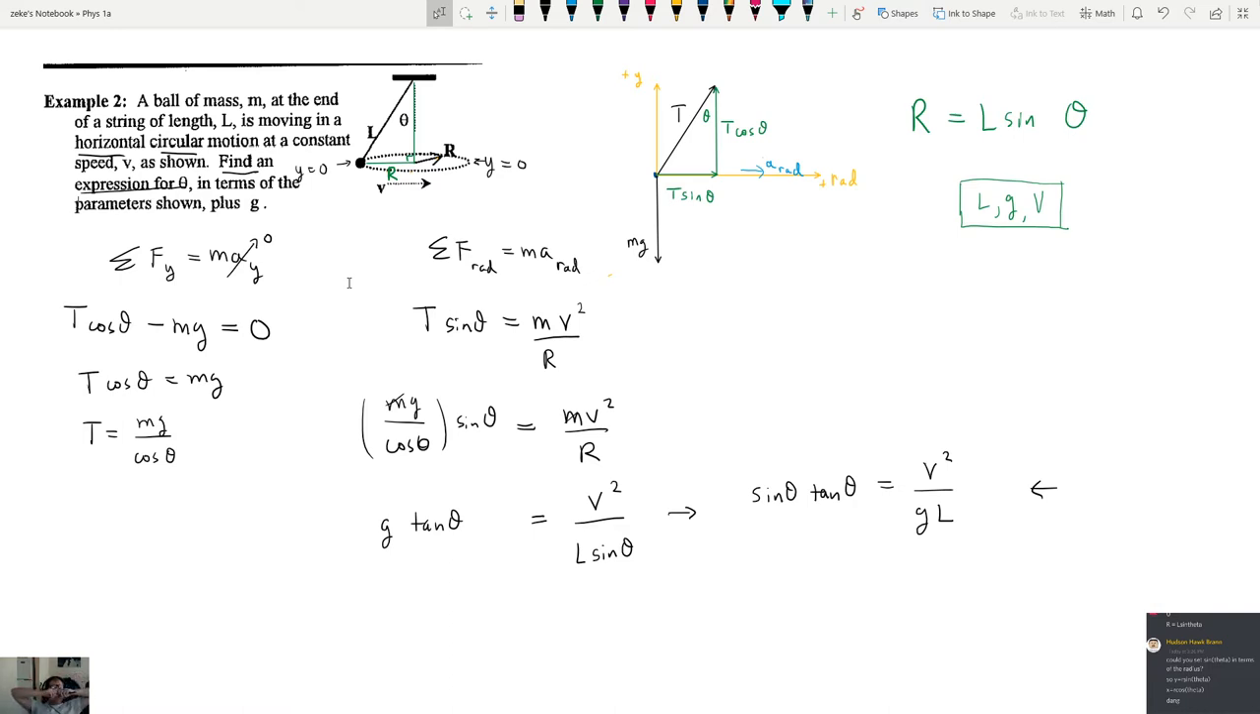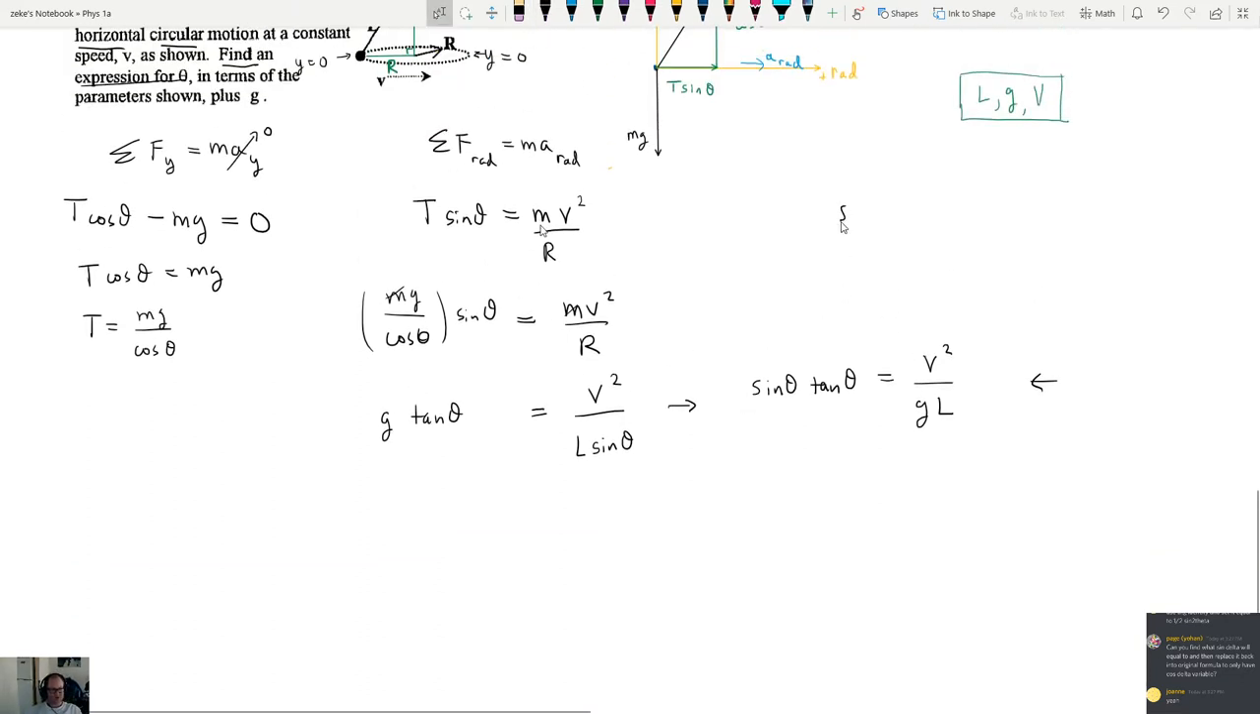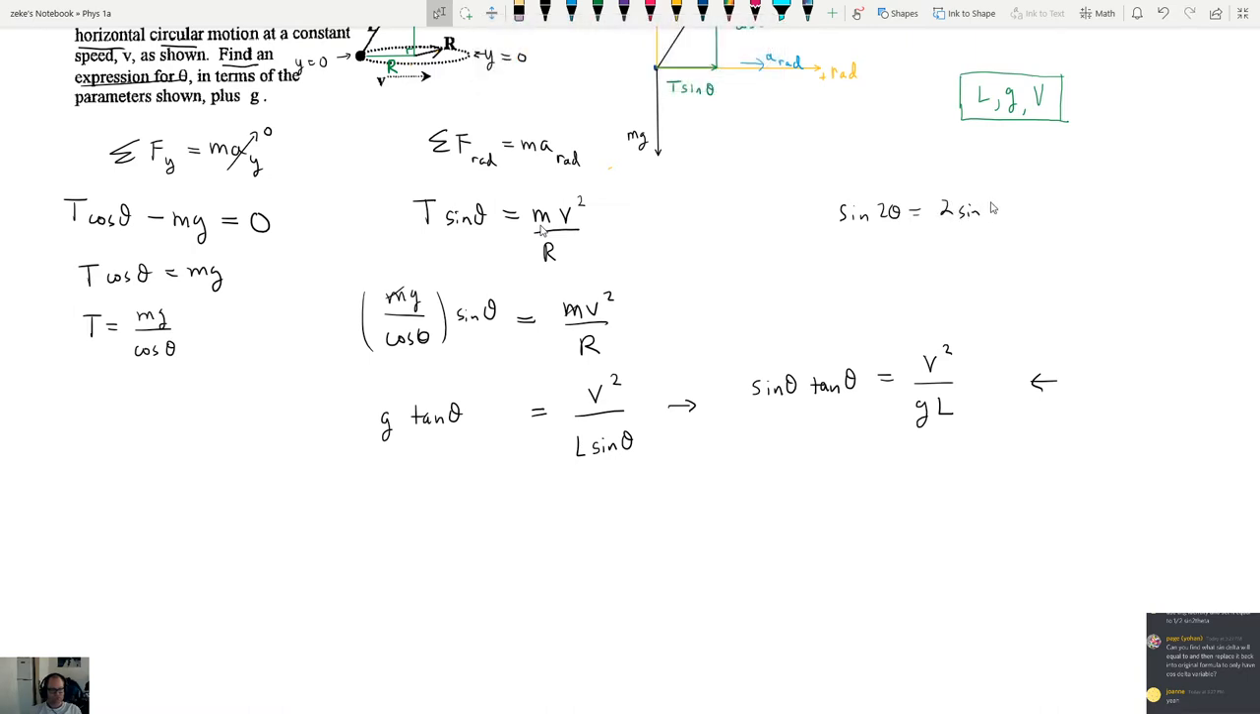Wow, one half of sine 2 theta. So is this whole thing on the left-hand side equal to one half of sine 2 theta? Or sine squared theta? Is that what you're saying? Yeah. So sine of 2 theta is equal to this. I don't know if you meant sine squared or sine of 2 theta. Is that what you were thinking of? Yeah, it doesn't exactly work, but you're on the right track.